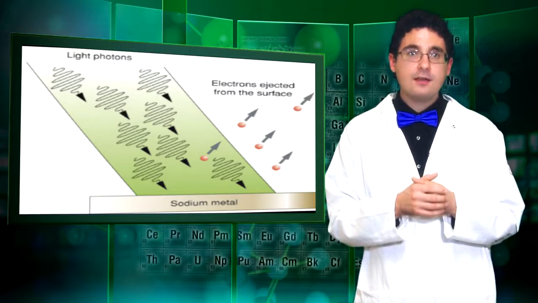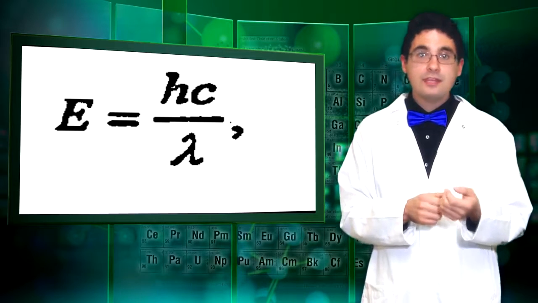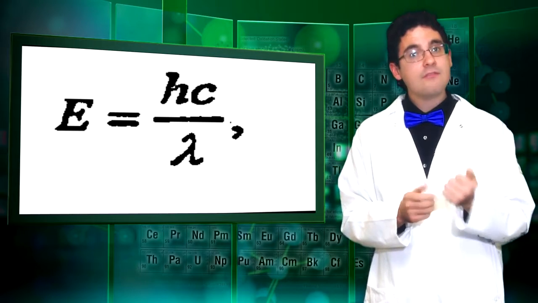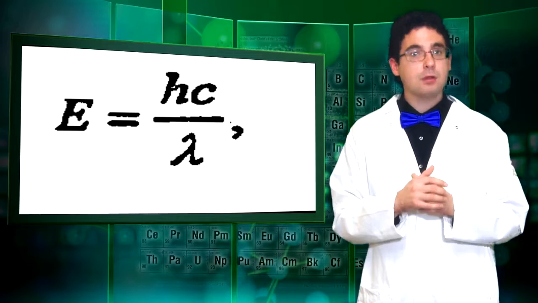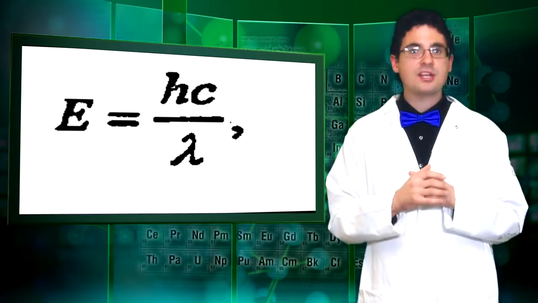Mathematically, this is defined as the Planck-Einstein relation, E equals hc over lambda, where c is the speed of light, lambda is the wavelength of light being considered, and h is Planck's constant, named after Max Planck, another prominent physicist of the same time period as Einstein.